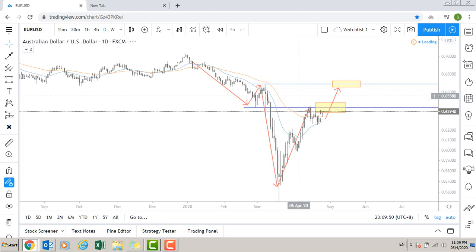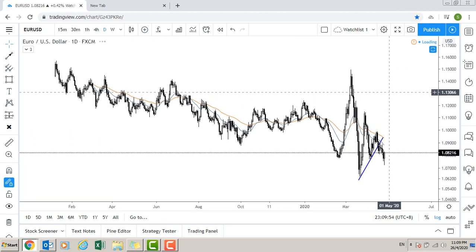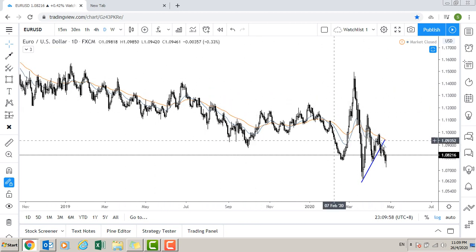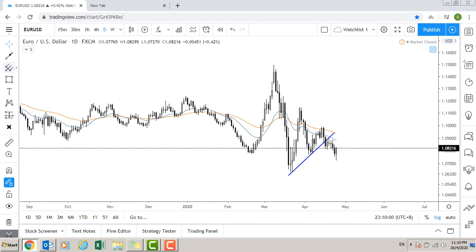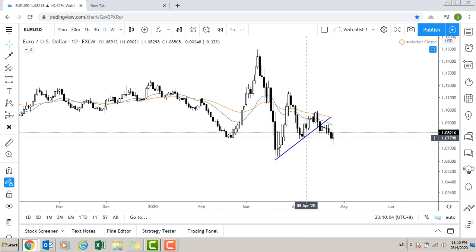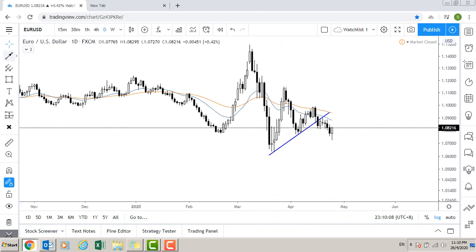Okay, then we move on to EURUSD. EURUSD in the long run is on a downside. Most recently, last week, we can see the price break through a short-term uptrend. Another indication that we can look at is the EMA, which is also pointing to the downside.